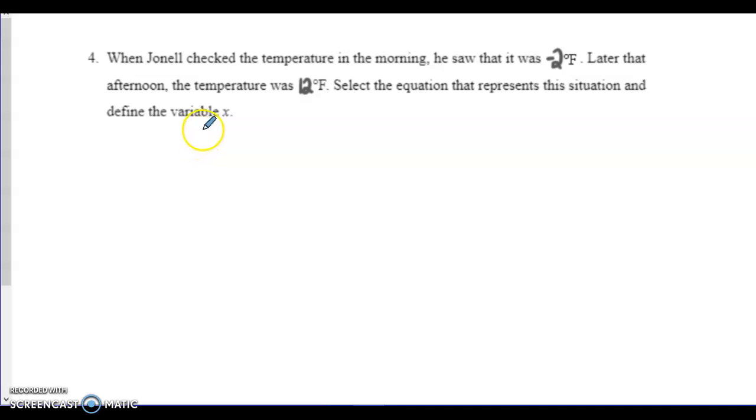Okay, so if we started at negative 2 and we added some degrees, which we don't know what it is, and then it now equals 12 degrees. So this is where it started in the morning. It started at negative 2. It now equals 12. So in order to get from negative 2 to 12, we had to add something. So we're going to let that be the letter x.